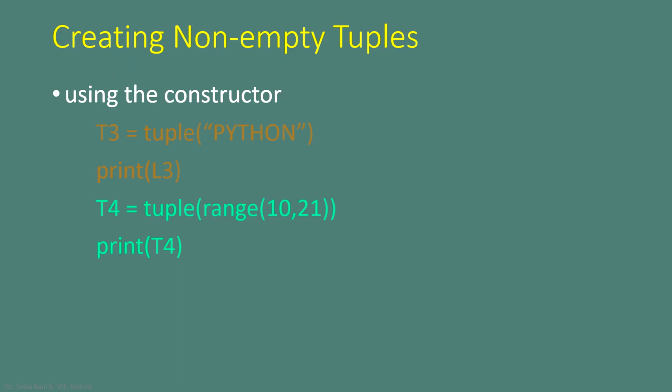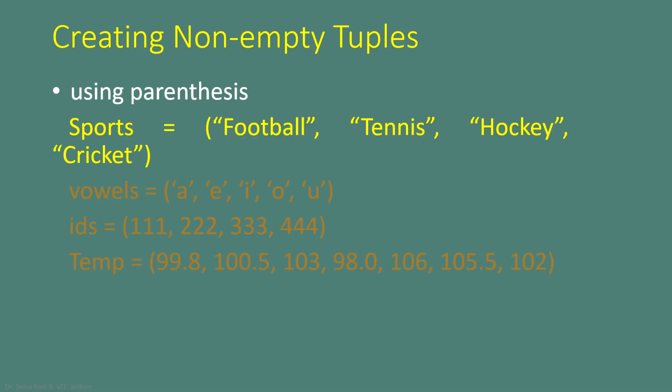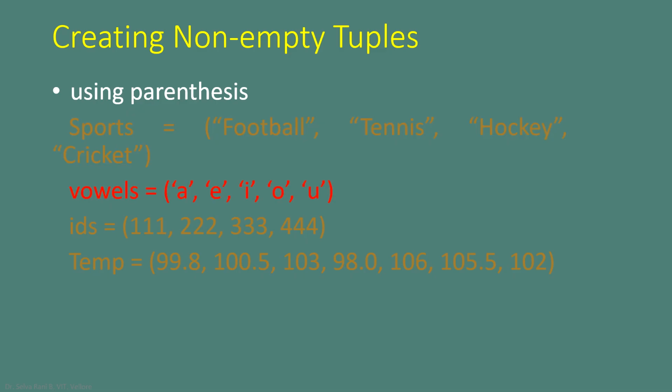If we want to create a tuple with some range of numbers, it's also possible with the help of the range method. T4 is equal to tuple of range of 10, 21. Here the starting value is 10, the ending value is 21 minus 1. And if we print T4, we are getting the result as 10, 11, 12 up to 20. Using the constructor like this, we can create a non-empty tuple, or simply by means of using parentheses, we can create non-empty tuples, meaning tuples with elements in them already. The same examples here: sports, vowels, IDs.